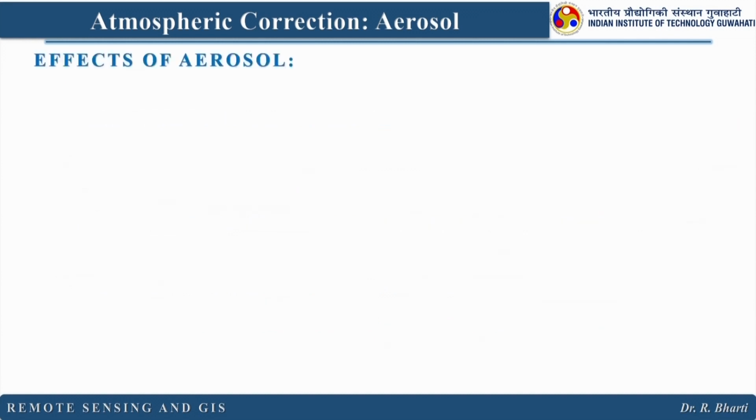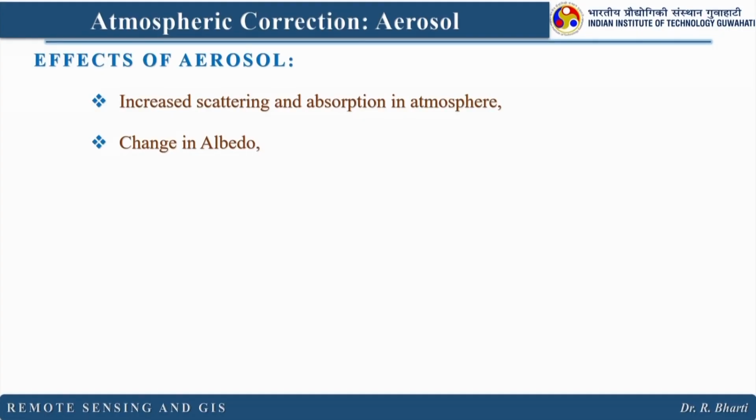So, what kind of effects may aerosol cause? First one is increased scattering and absorption in the atmosphere. If your sensor is sensitive in shorter wavelengths, then you will have more problems from this scattering and absorption. Then it can also change the albedo of the surface. Albedo is basically the broadband reflectance of the surface.